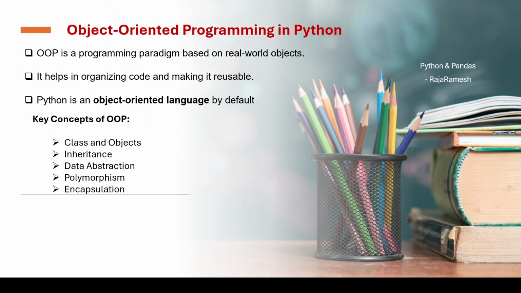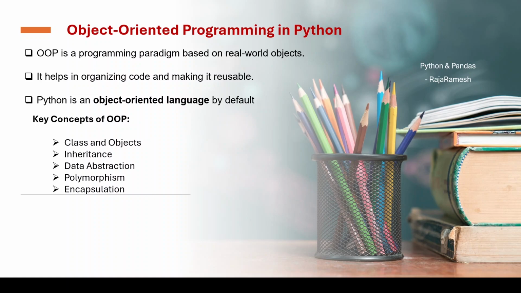In this video, we will start with object-oriented programming concepts in Python. So we call this in short as OOP or OOPS. OOP stands for Object-Oriented Programming, and it is a programming paradigm based on real-world objects. Unlike procedural programming, where we write some functions and execute them sequentially, object-oriented programming is based on objects. So it helps in organizing code and making it more reusable.